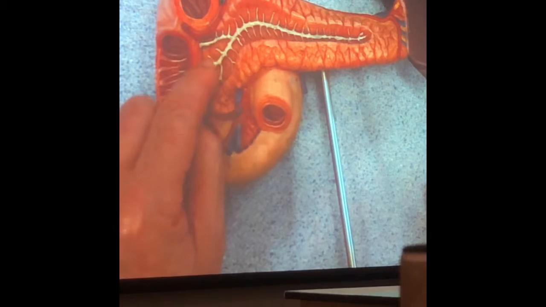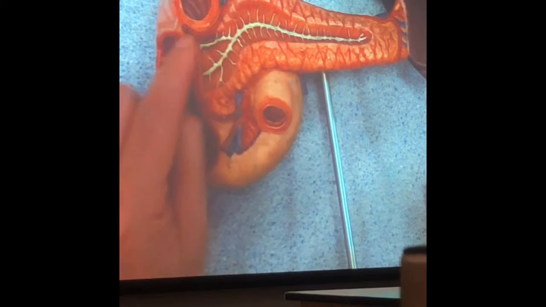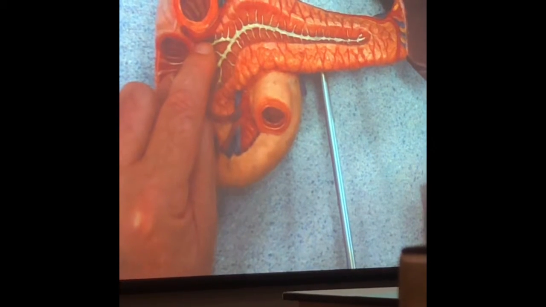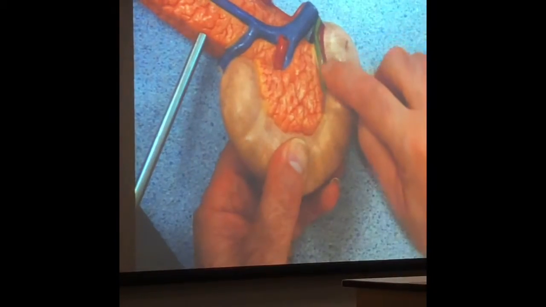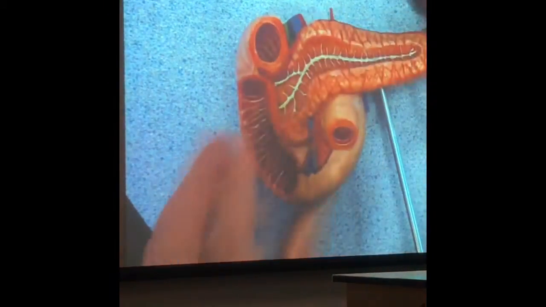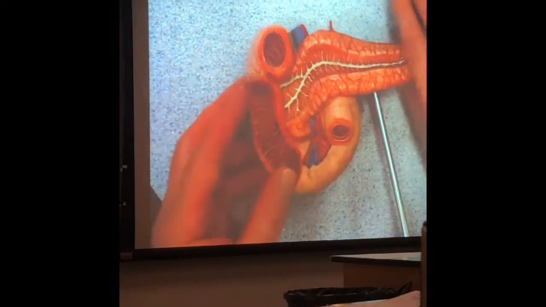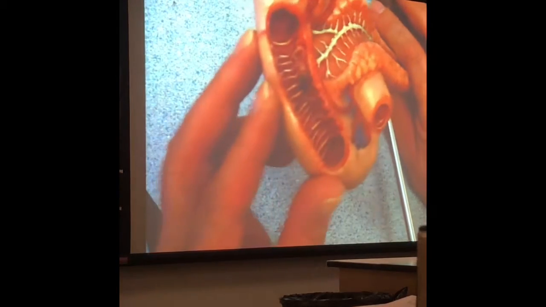They come here. They meet up at the main pancreatic duct. I'm not going to ask you about the accessory duct of Santorini. This is the main pancreatic duct, sometimes called the duct of Wirsung. The main pancreatic duct meets up with the main bile duct. That's the main bile duct. The two of them come together at a widening called the hepatopancreatic ampulla. From there, they exit.